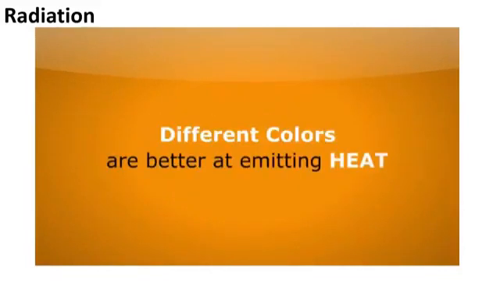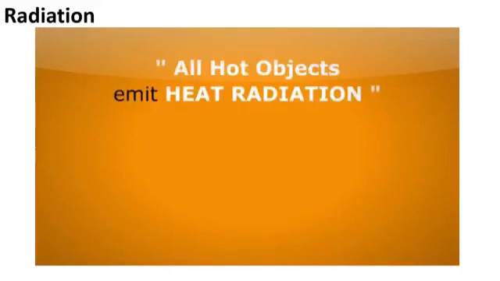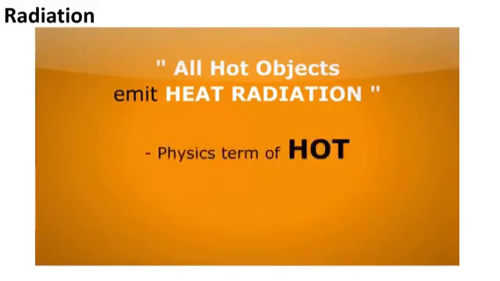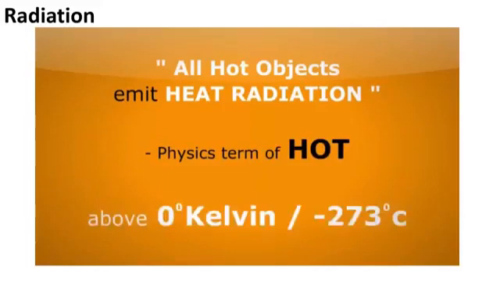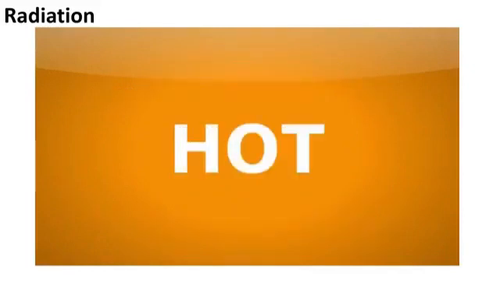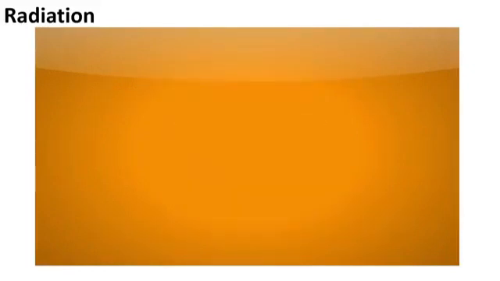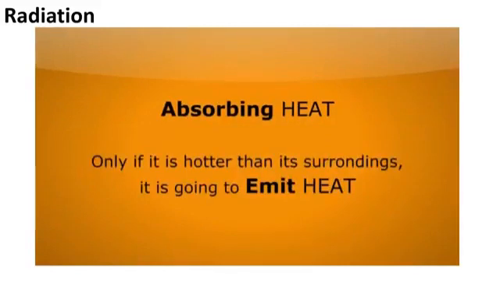We actually find that different colours are better at emitting heat than others. Now, all hot objects emit heat radiation, and this is a physics term of hot. What it essentially means is any object above 0 degrees Kelvin, or minus 273 degrees Celsius. That's what us physicists mean by hot. So anything above that emits heat. However, it will also be absorbing heat radiation. And it's only if it's hotter than surroundings that it's actually going to be emitting heat overall.